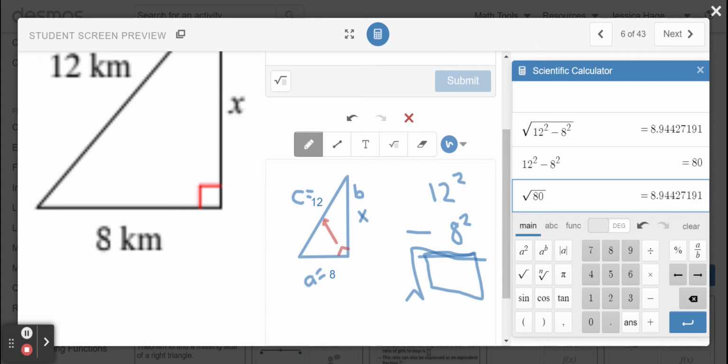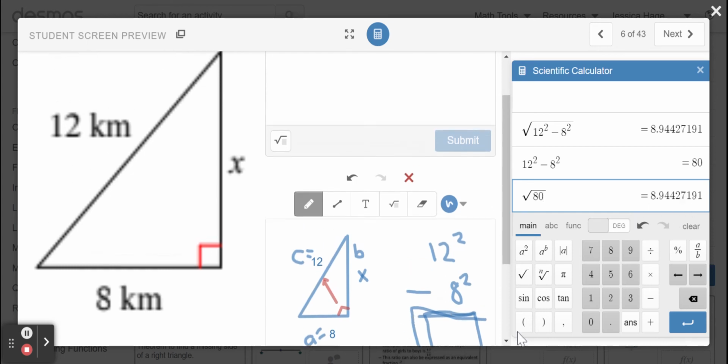Now, the reason we don't round up to 9 is because the square root of 81 is 9. 80 and 81 are different numbers. So it's not exactly 81. It's not exactly 9. The square root of 80 is going to be our answer, 8.94. So don't round too far. We want to round to the nearest hundredth in this case.